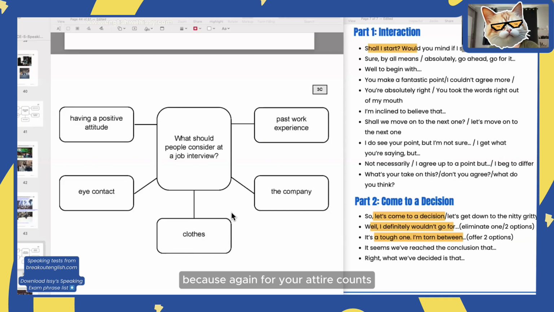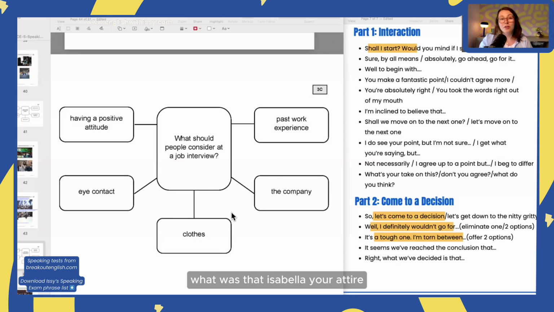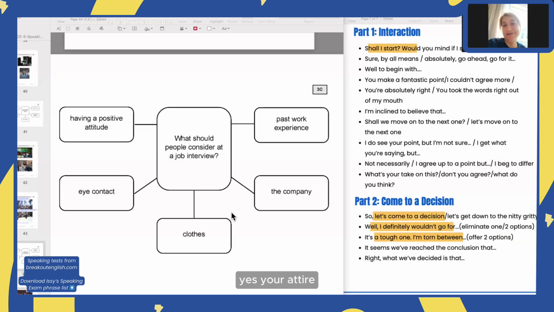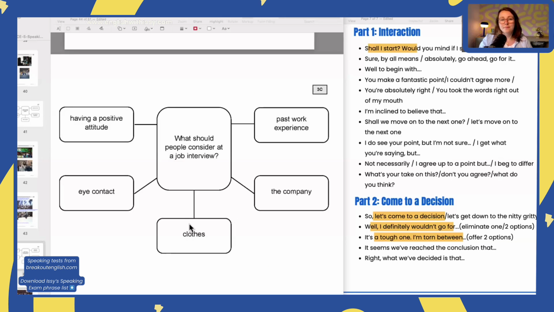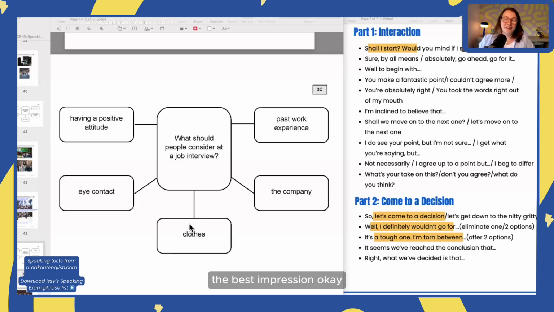Because, again, your attire counts. What was that, Ursula? Your attire? Yes, your attire, clothing counts. But why? Because if you looked like you had slept under a bridge, it won't make the best impression, right? The best impression. Okay. That's a good point.